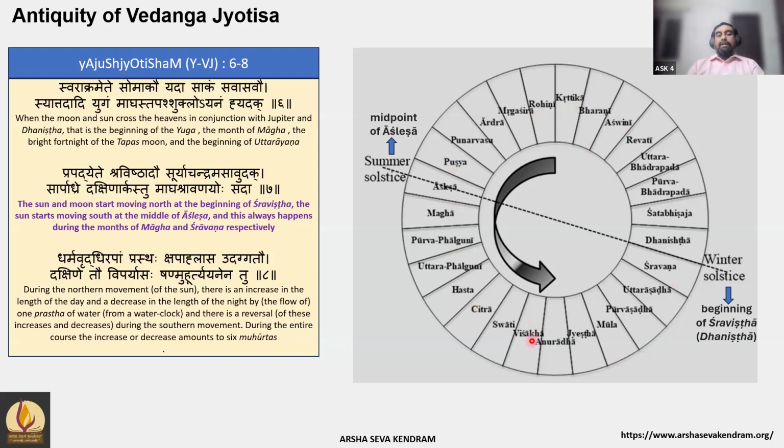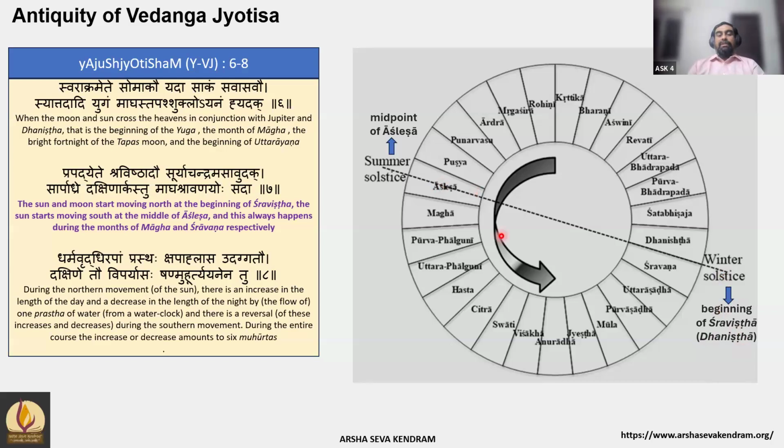Now, during the time of Vedanga Jyotisha, the summer solstice happened when the sun was transiting the midpoint of Aslesha. Aslesha is present in the Kataka Rasi. And the winter solstice happened at the beginning of what we call Sravishta or Dhanishta, which is present in Makara and Kumbha. Or rather, the starting of Dhanishta is present in Makara.